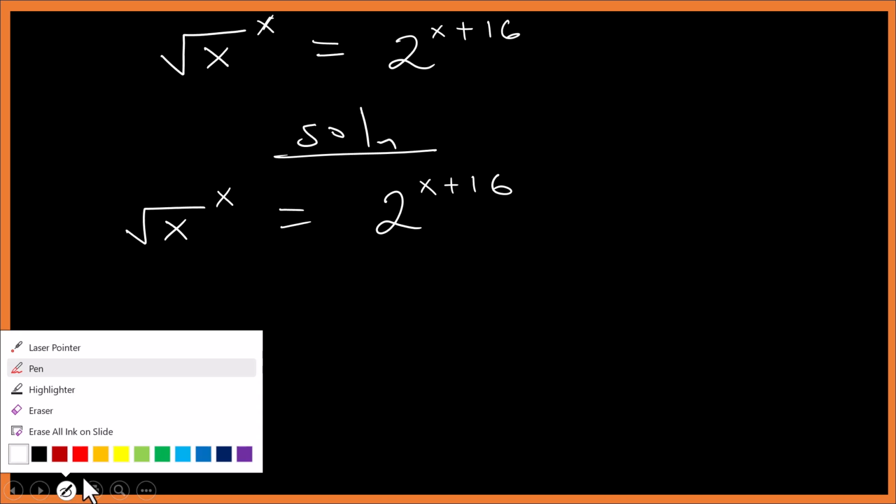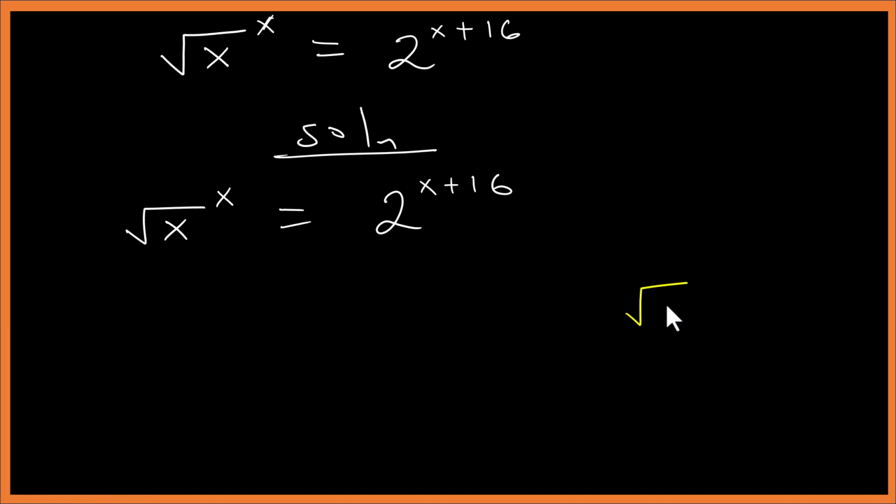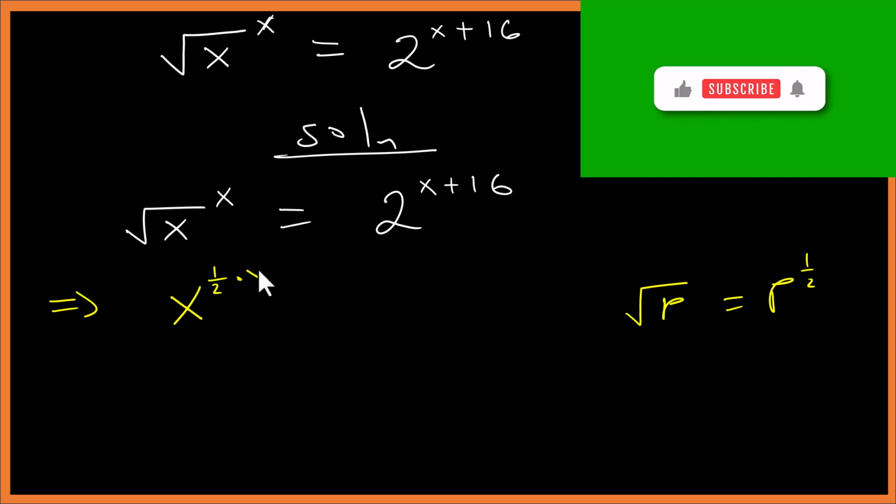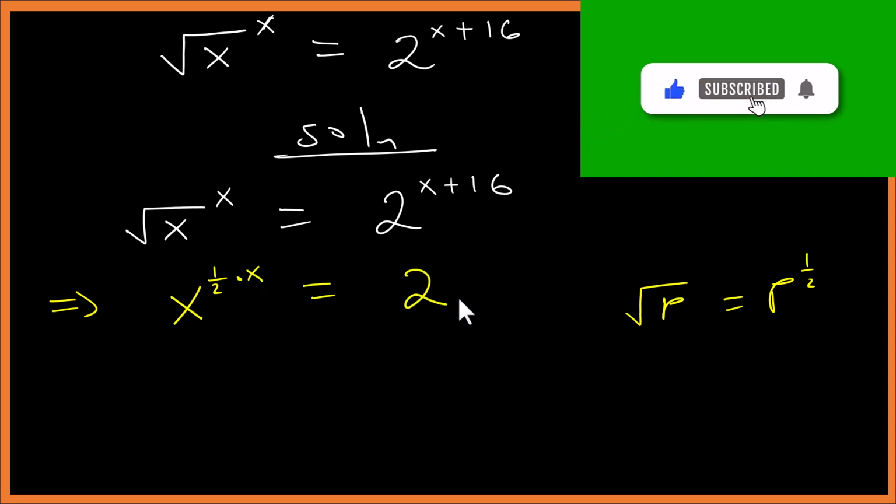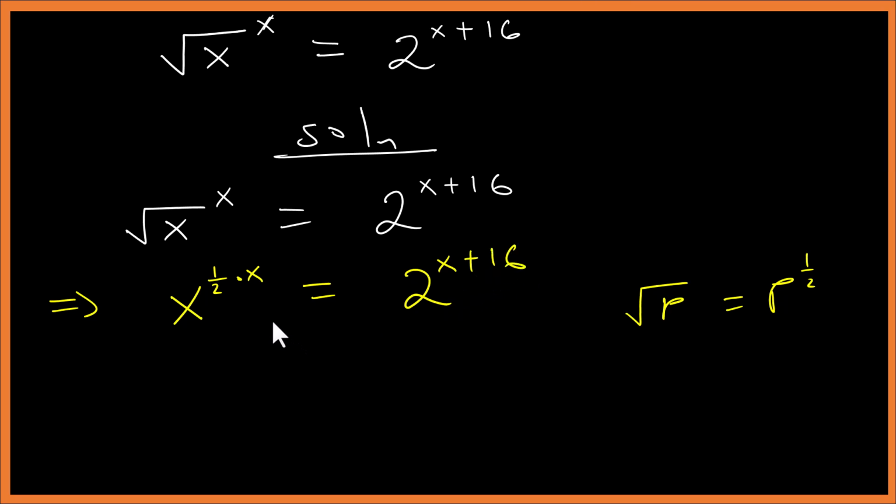Now, before we start, when you are given square root of p, it is the same as p raised to half. Okay, so from here you can write this one as x raised to half times x equals 2 raised to x plus 16. So we can write this as x raised to x on 2 to be 2 raised to x plus 16.